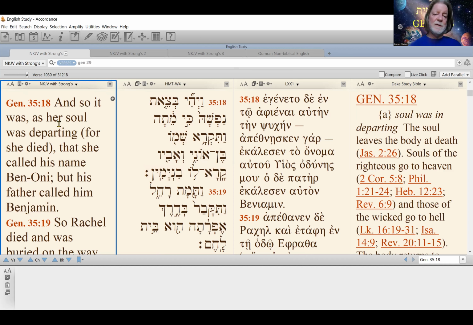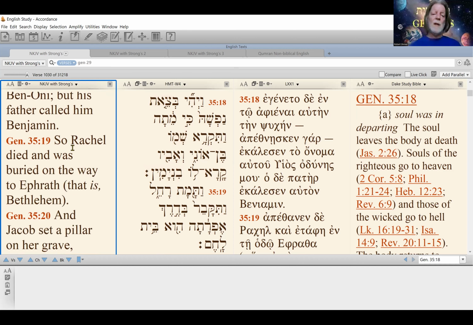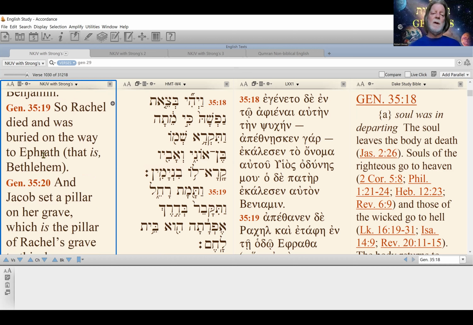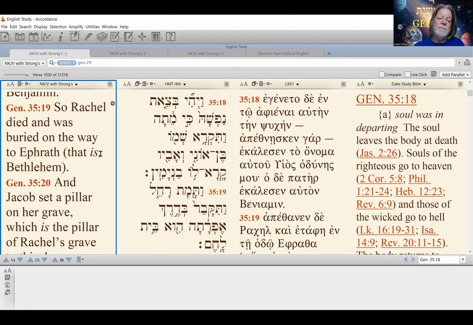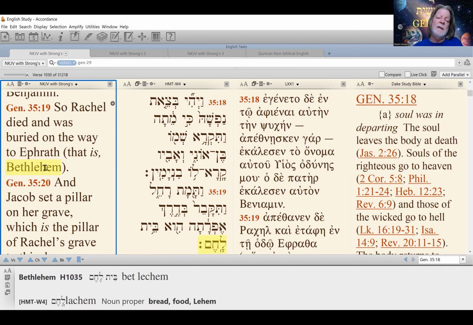So Rachel died and was buried on the way to Ephrat. Ephrata, says our Hebrew Bible. That is Bethlehem. Now, here, we assume Moses is writing this. It's possible that the words that is Bethlehem were added by a scribe later on, but it seems that Ephrat in Hebrew means like a fruitful place.